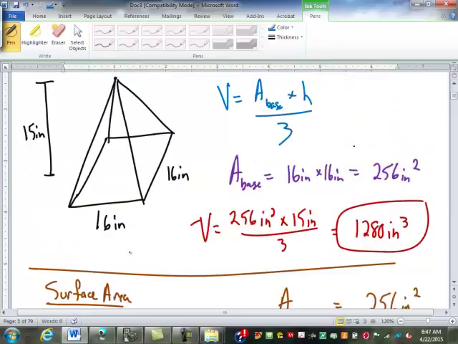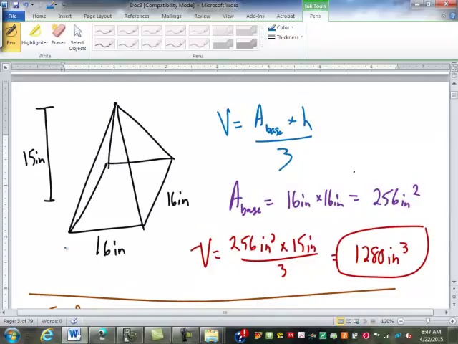But instead of the height on the other figure, since the sides went straight up, the height was the dimension of the sides. But here, the dimension of the sides really goes at an angle. It's called a slant. So what we need is that slant, or sometimes called the slant height. To find that, it's not that hard.